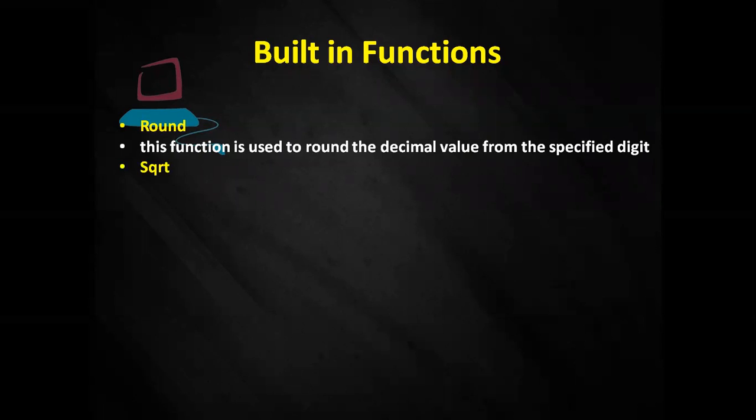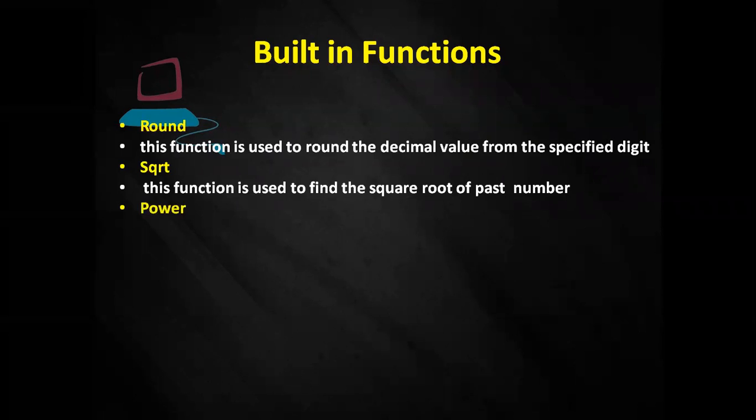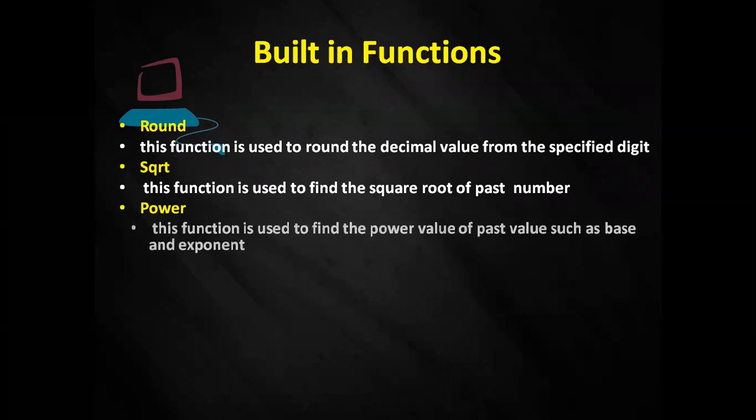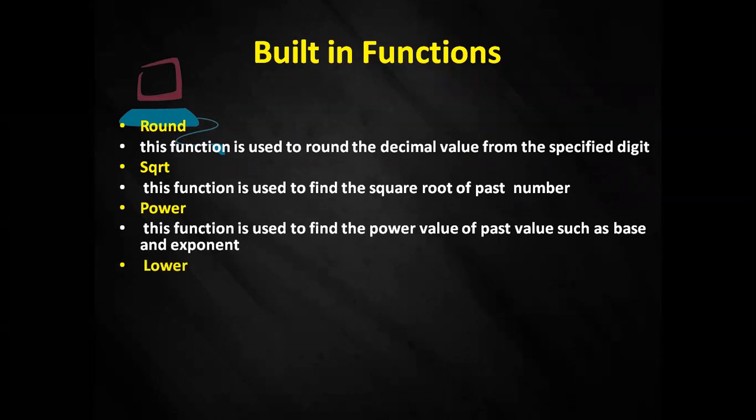Square root. This function is used to find the square root of a passed number. Whatever number we give, we can find the square root of that particular number. Next is power. This function is used to find the power value of passed values such as the base and exponent. If you want to find the base raised to an exponent of any particular number, we can find that with the help of power.